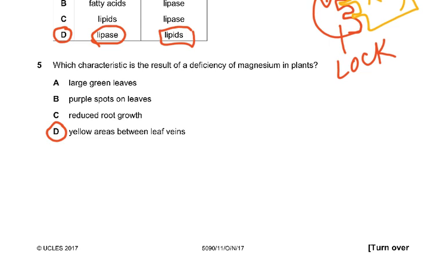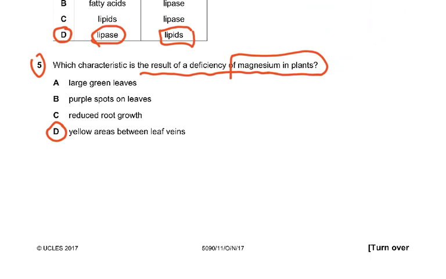Then coming on to question number 5, which characteristic is the result of a deficiency of magnesium in plants? Large green leaves, purple spots on leaves, reduced root growth, yellow area between leaf veins. So magnesium deficiency causes the leaves to become yellow. Why? Because magnesium is needed for the chlorophyll molecule. So yellow leaves is a typical sign of magnesium deficiency in plants. If the soil is deficient in magnesium, then you get these yellow colored leaves of plants.